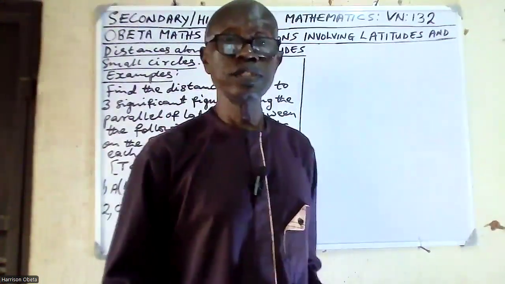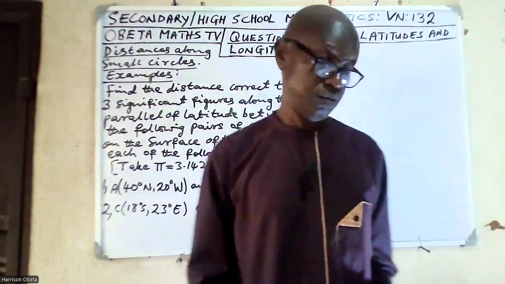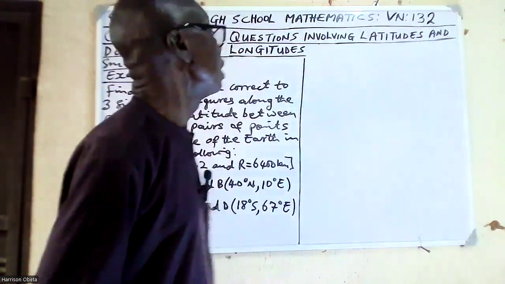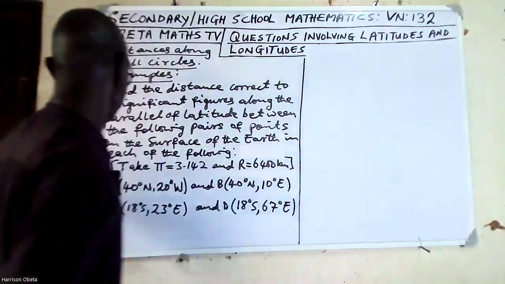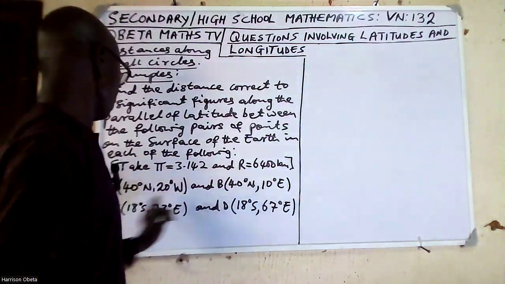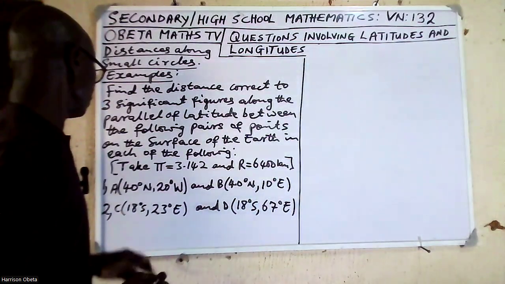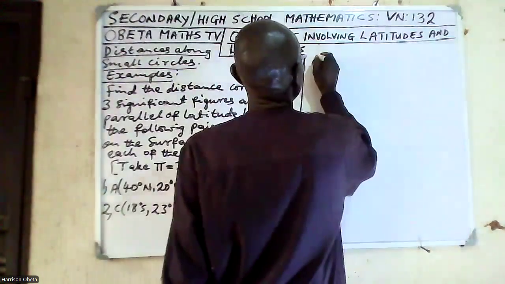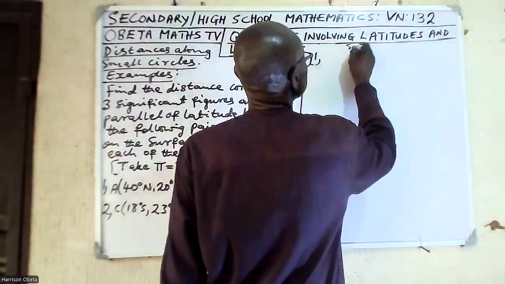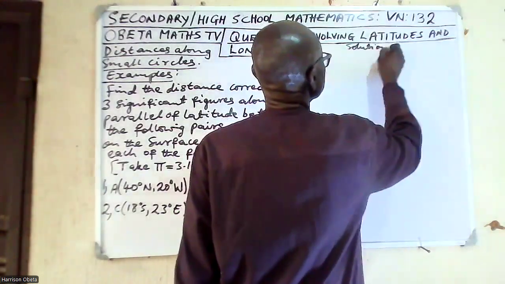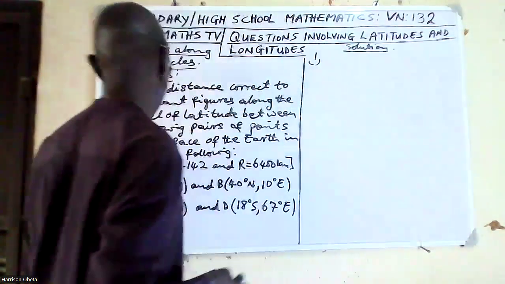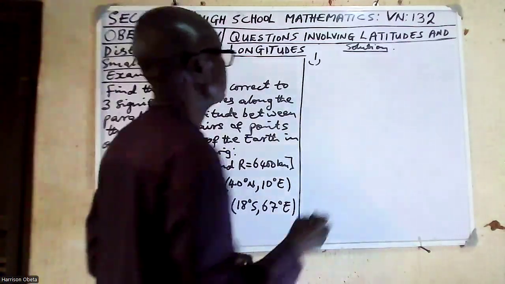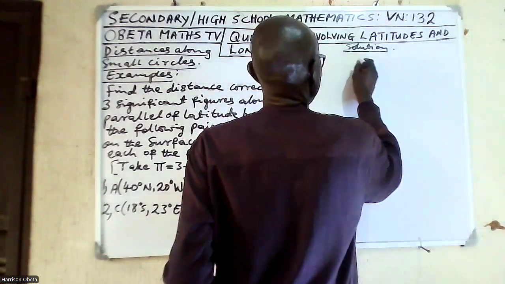So we now continue with distances along small circles. We have 2 questions on the board. So we have to find the solution to them by drawing the diagram. Question number 1. We have to find the distance. We have been given the capital R and the small r. So we have this.